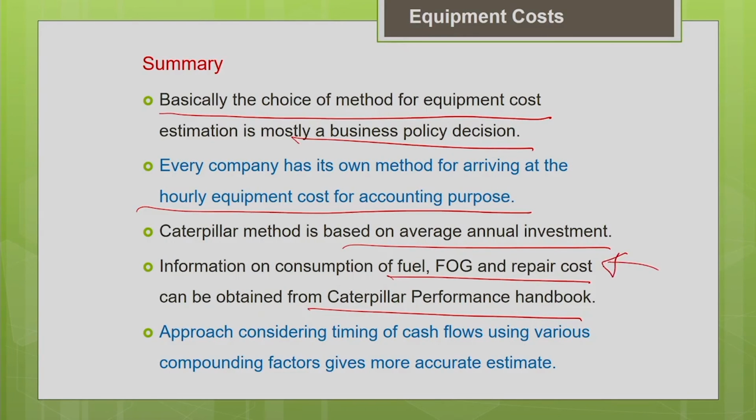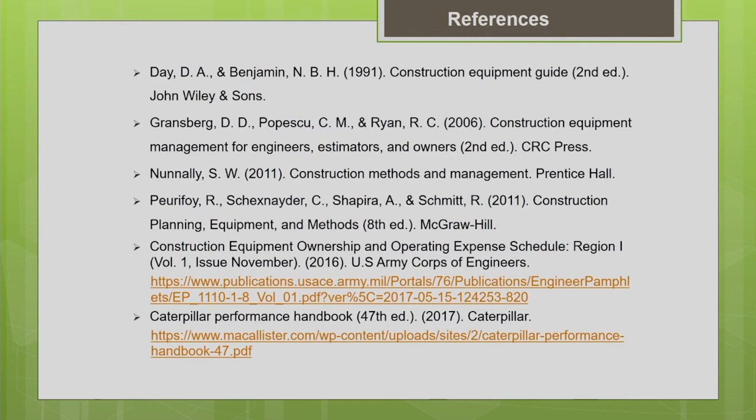Most of the equipment suppliers provide an equipment handbook with sufficient data on these parameters. And the time value method, considering the timing of cash flows using various compounding factors, gives you a more accurate estimate. So with this, we have come to the end of this lecture 5. So these are the references which I have used for this lecture preparation. As I told you, there are so many equipment handbooks.